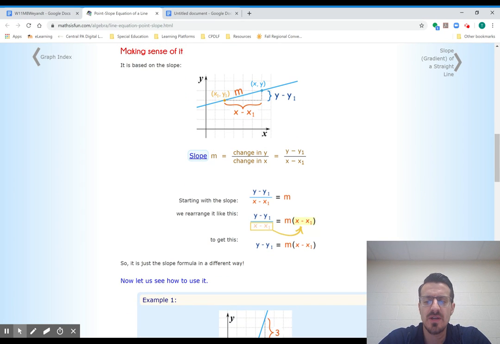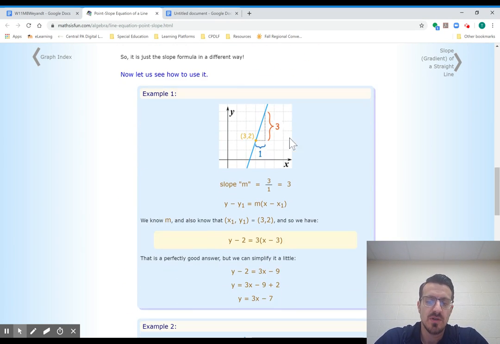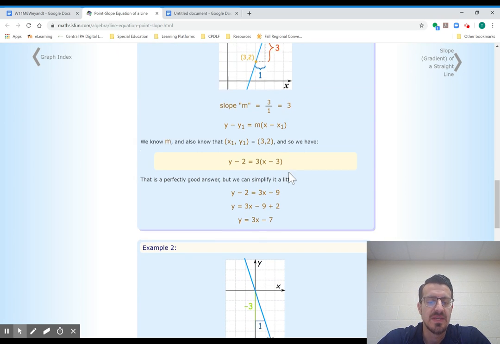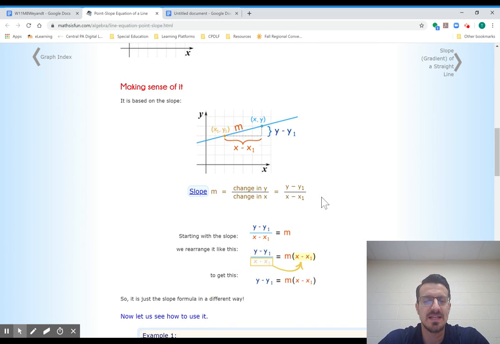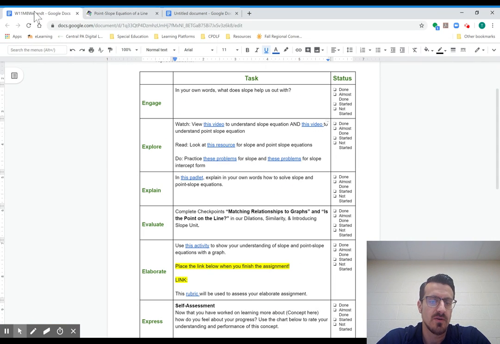If we continue to move down here, there are examples that you can look at on how to solve the equation, but we're going to run through this example together so you know exactly what this looks like. So this is going to help you complete the evaluate section, matching the relationships to graphs and the point on the line. It's also going to help you with this activity where you're showing your understanding of slope and point slope equations with a graph. You're going to tease out what you've learned and apply it, and be able to say, I can solve these equations from a given graph.